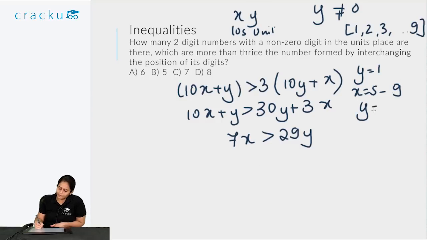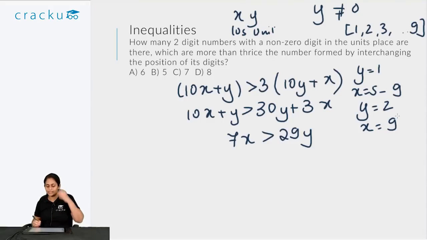Now suppose y is equal to 2. If y is equal to 2, then 29y would be 58. Now 7 times 8 is 56. So only one possible value for x exists in such case, that is x equal to 9. Then 7 times 9 is 63.